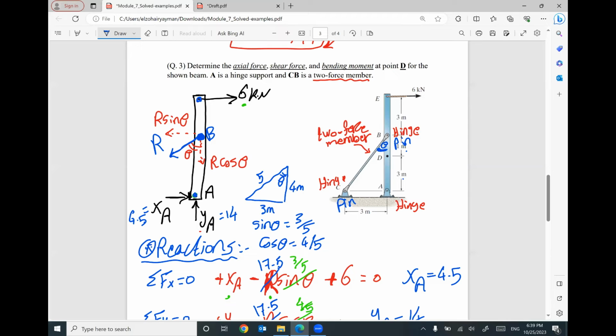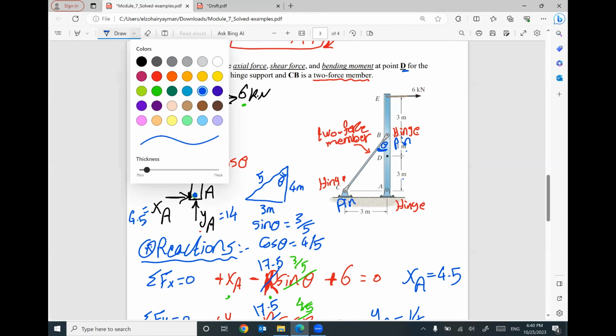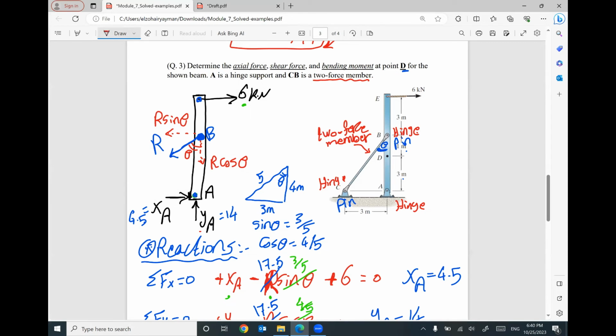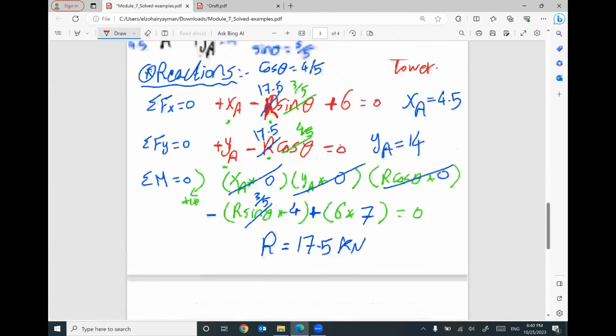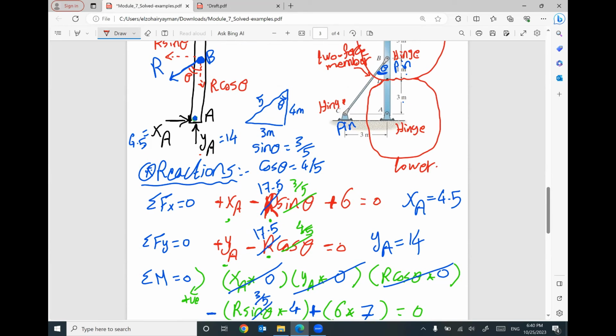Keep in mind, we are looking to figure out the internal forces at point D. So I will cut the vertical beam at this section D. So we have two parts, this part or this part. I'm going to use the lower part. If you draw the lower part after your cut, let me do it here.